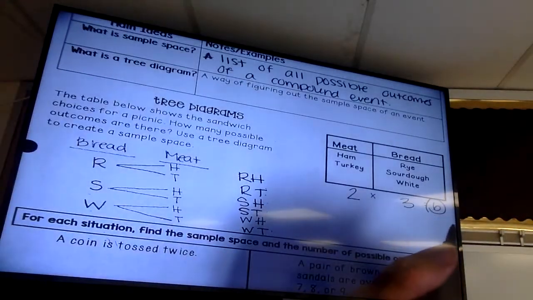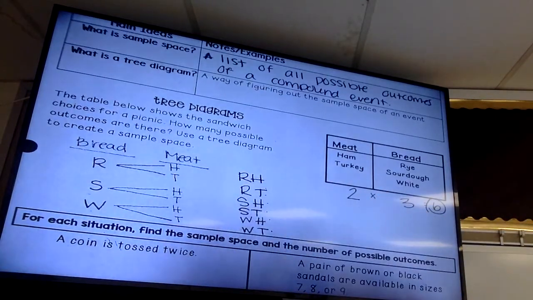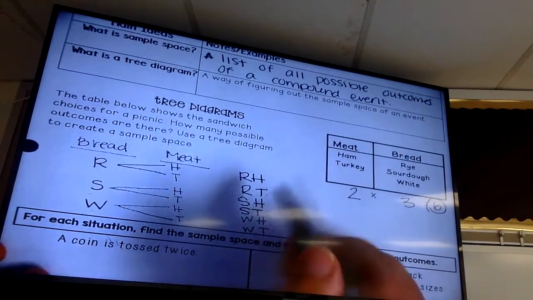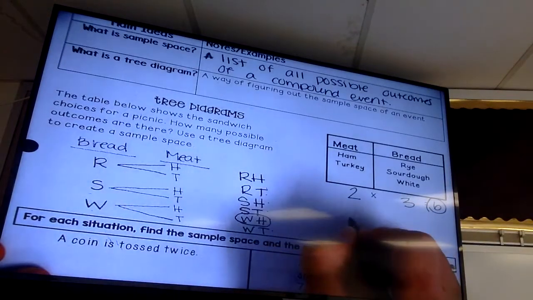So it matches. I could ask a question like, what's the probability that I'm going to pick a ham sandwich on white bread? And I would look through here and I'd say, oh, there's only one of them that says a ham sandwich on white bread. So I would say 1 out of 6.